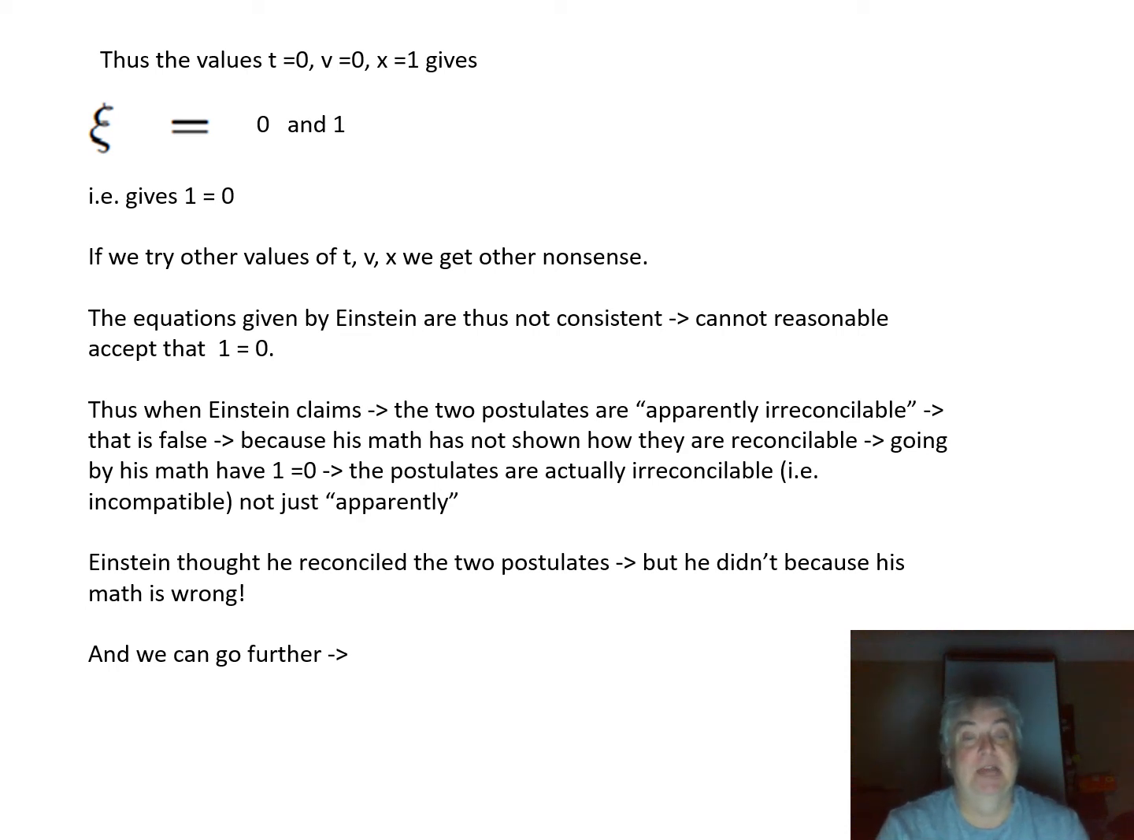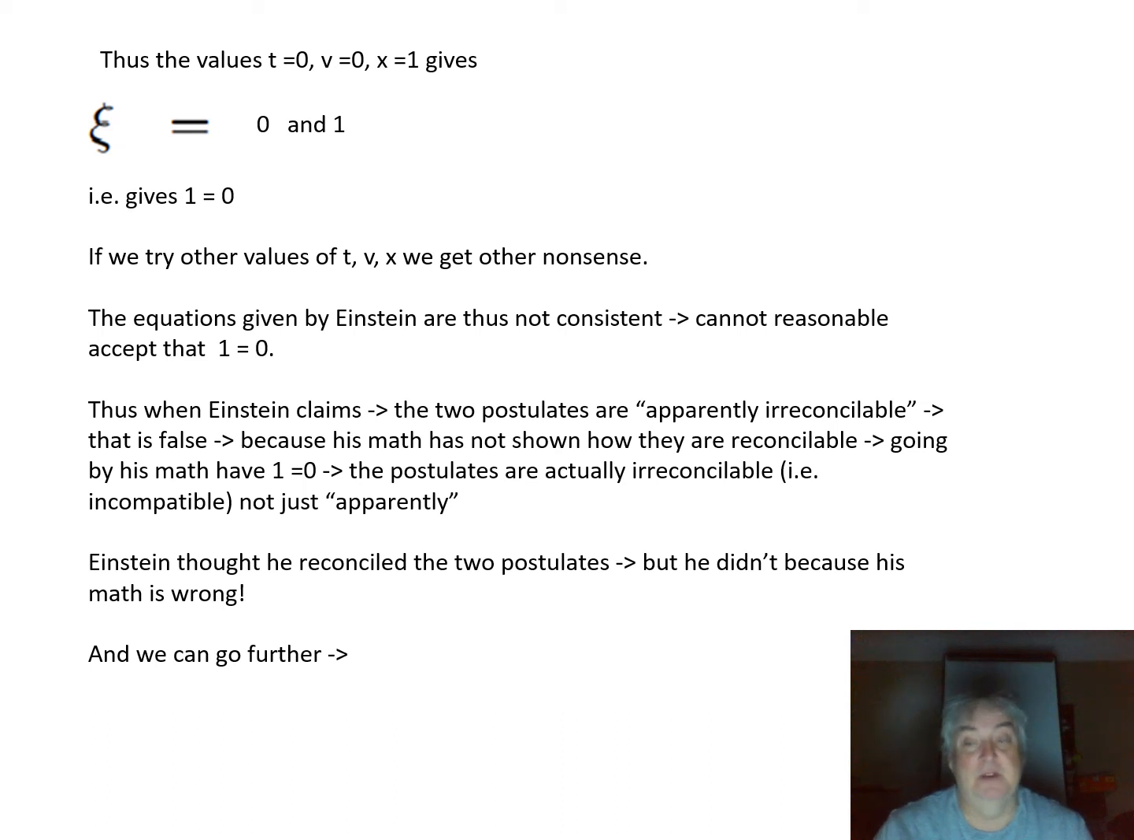Thus when Einstein claims the two postulates are only apparently irreconcilable, that is false, because his math has not shown how they are reconcilable. Going by his maths, which gives 1 equals 0, the postulates are actually irreconcilable, i.e. incompatible, not just apparently incompatible, they are incompatible. Einstein thought he'd reconciled the two postulates, but he didn't because his math is wrong.